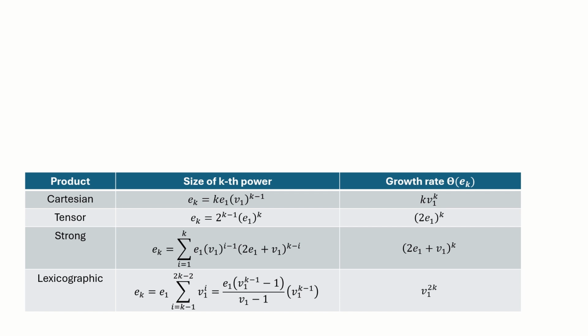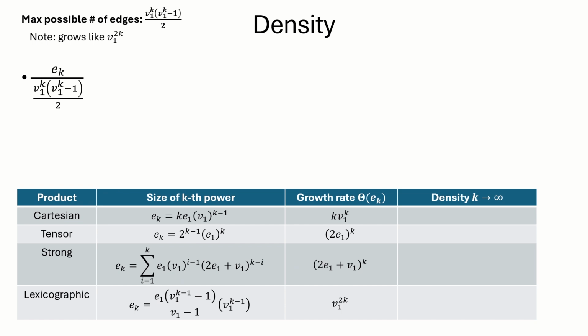Next, let's look at the density of product powers. Recall that density is the size divided by the maximum possible size. Or for the kth product power of a graph, it would be E sub k divided by the following expression, which is the maximum number of edges in the kth product power of the graph. Intuitively, this quantity grows like v sub 1 to the 2k, so we can quickly see that the density will tend to 0 for the Cartesian product, whose size only grows like k times v sub 1 to the k.